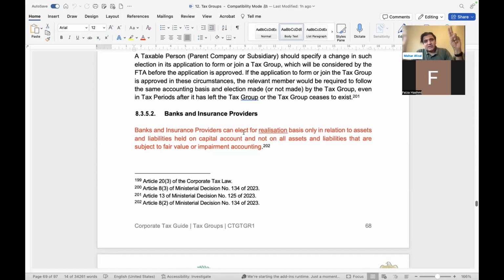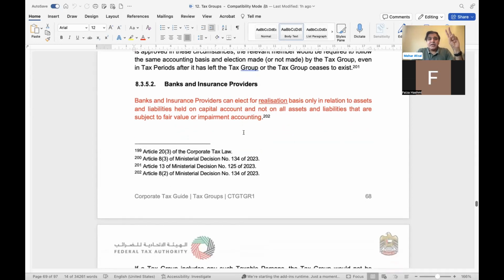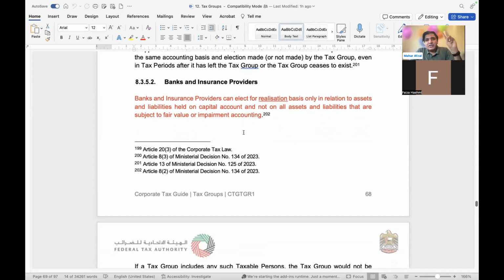So two classes are there. Assets and liabilities on the capital account. Assets or liabilities which are subject to fair value or impairment testing. For these two categories, law says banks and insurance companies can opt for the realization basis only for the assets and liabilities which are held on the capital account. They cannot opt for the assets and liabilities which are subject to fair value and impairment testing.